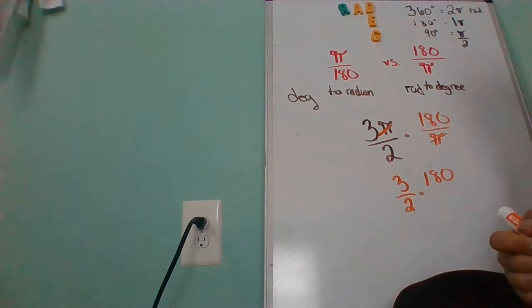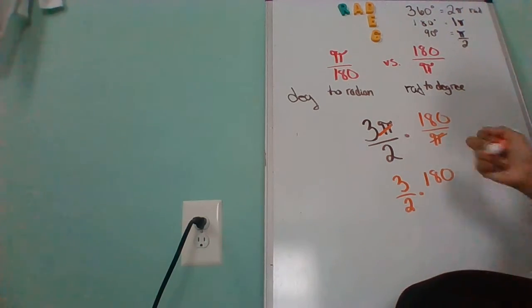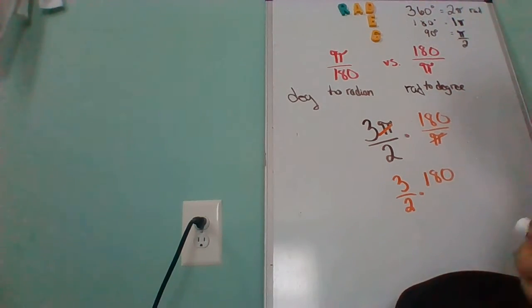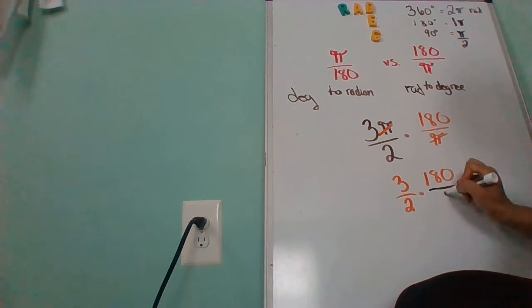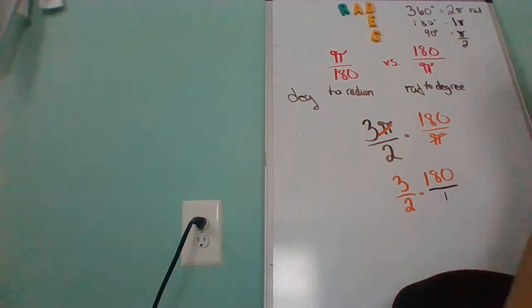Once again, since you are multiplying fractions, you want to make sure to put a 1 underneath it.